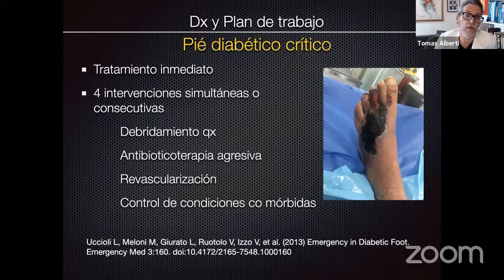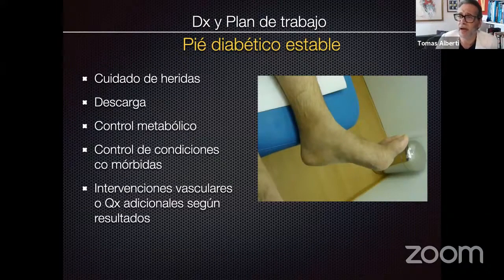En el pie diabético clínico, obviamente, el debridamiento, antibioticoterapia y revascularización es lo más importante y eso debe hacerse en forma inmediata, mientras que en un pie diabético estable, el asunto inicial es cuidado de heridas, descarga del pie diabético, control metabólico, condiciones comórbidas. Y las intervenciones vasculares o quirúrgicas adicionales serán según los resultados. Entonces, en un mal perforante, pues nosotros no estamos en una condición inestable y los manejamos de diferentes maneras.